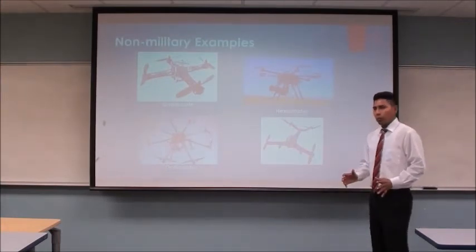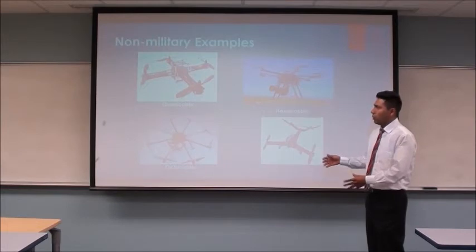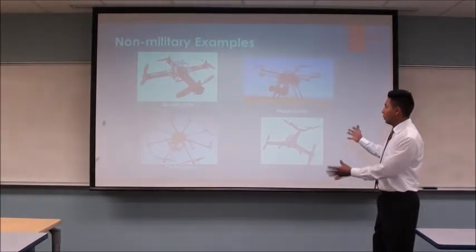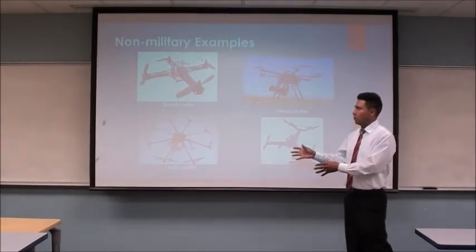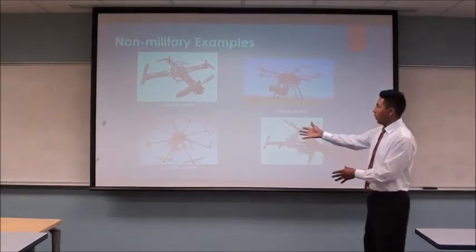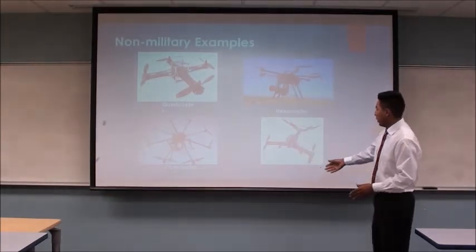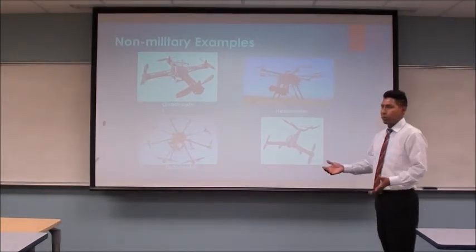Now let's focus on the drones that most of us know, the drones that we can actually build or buy. These are the non-military examples, and all these drones fall under Group 1 on the previous table. For example, we have the quadcopter, the hexacopter, the octocopter. This is the V-tail drone that is mostly used for racing purposes.